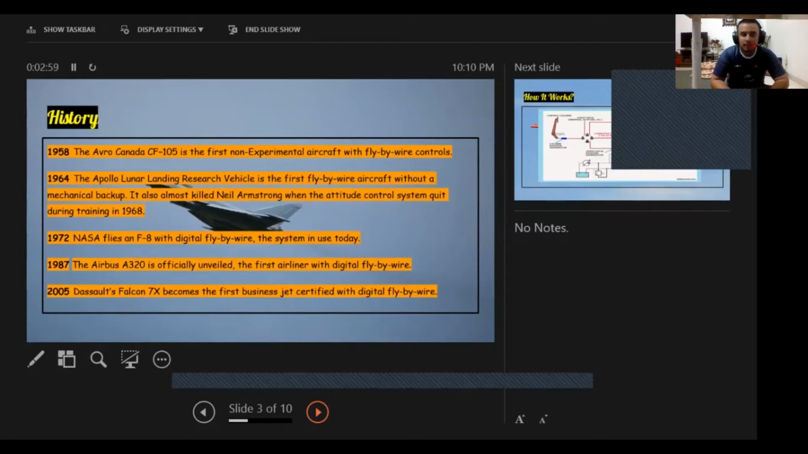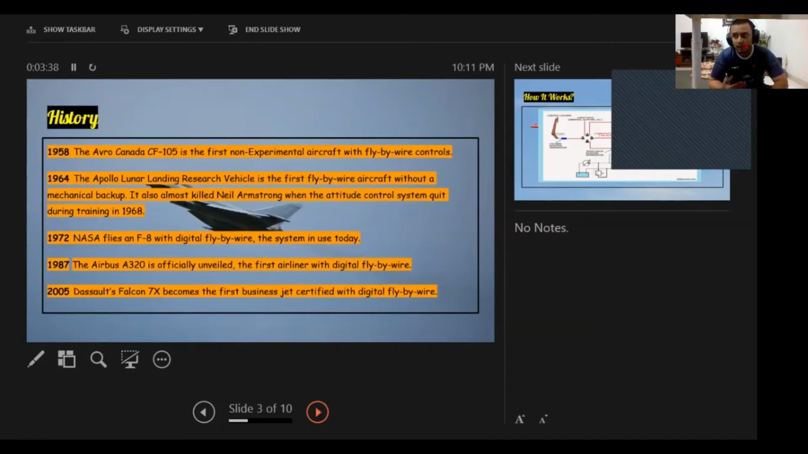After that, in 1972, NASA, the National Aeronautics Research agency, flies an F-8 with digital fly-by-wire, the system that we use today. After that, the Airbus A320 is officially unveiled as the first airliner with digital fly-by-wire. And the latest one is the Dassault Falcon 7X, which became the first business jet certified with digital fly-by-wire.